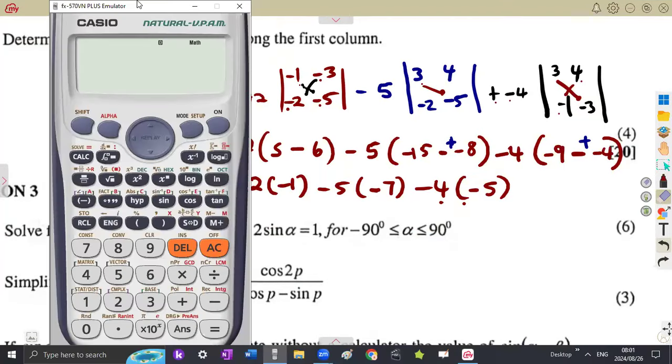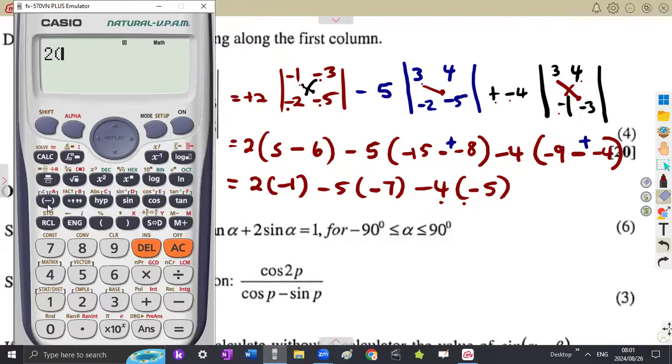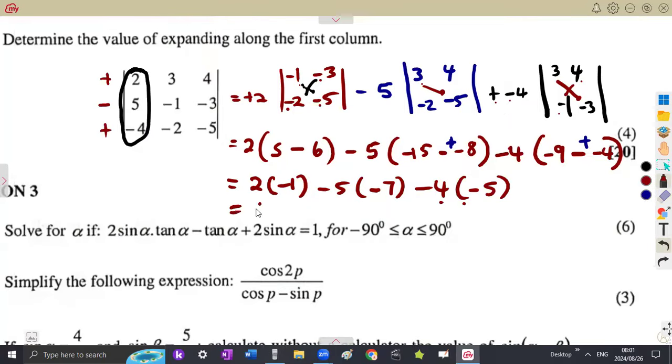You must verify that, guys, in your calculations. 2 into a -1, -5. That's a -5 into a -7, -4 into a -5, like this. Okay. So that was going to be 53, which is correct. Okay. So that's it, guys. 53.